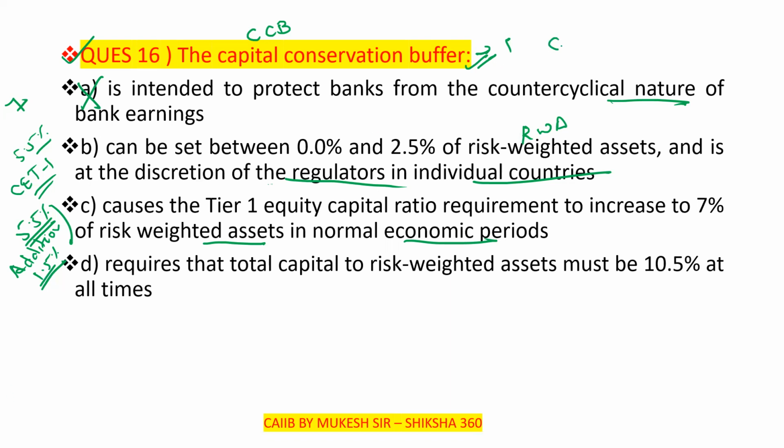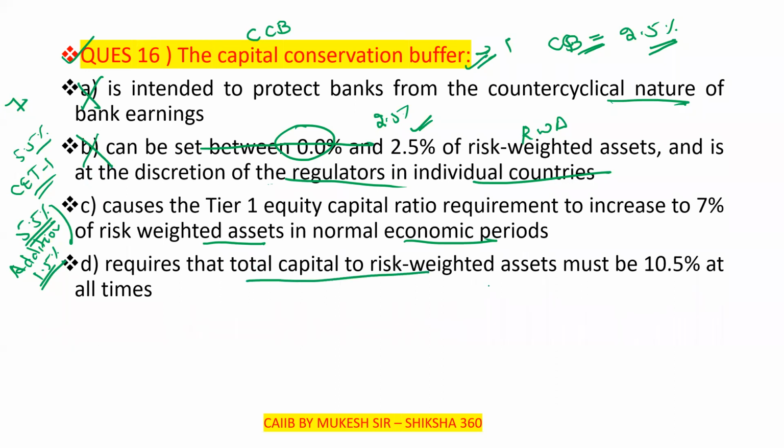And CCB, the capital conservation buffer, is 2.5%. Clear? So in option B it says between 0% and 2.5%, but no, it is 2.5% directly. That's why this one is wrong.